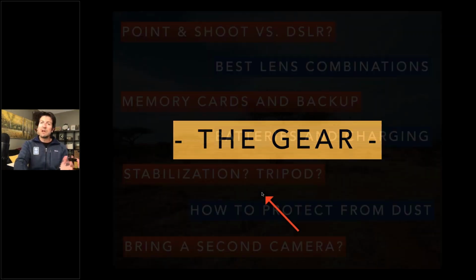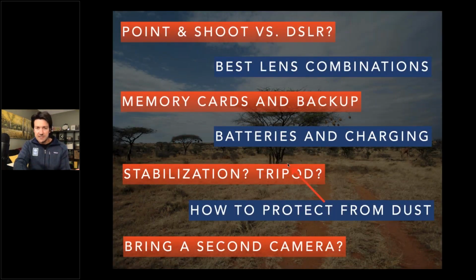So the questions we're going to ask here: point and shoot versus DSLR. What kind of camera? What's the right kind of camera? What are the best lens combinations? Do I need to bring extra memory cards and memory backup? How do you back up memory while on safari? Batteries and charging. Will I have power at the camps? Stabilization. Should I bring a tripod, a monopod, a beanbag? How to protect against dust, I already mentioned. And should I bring a second camera body?